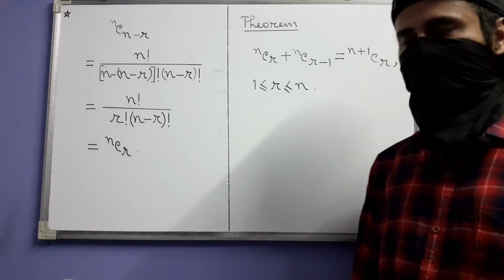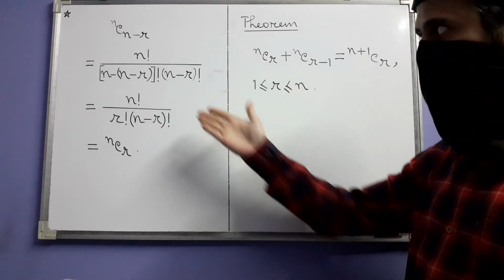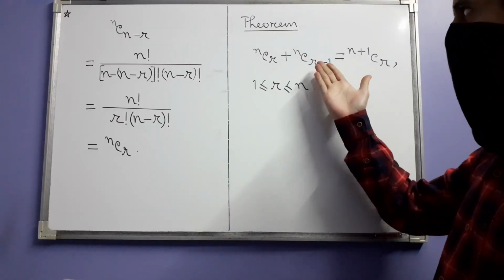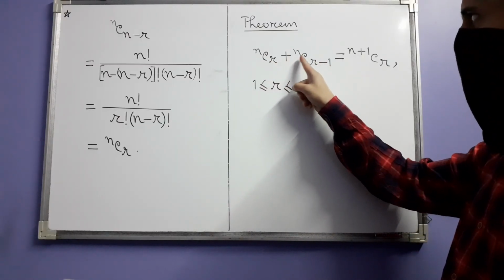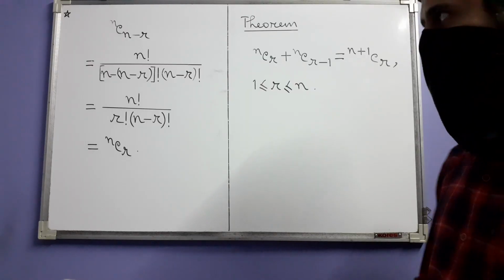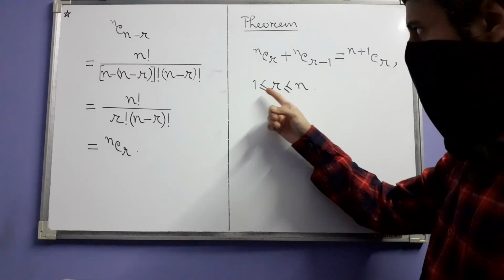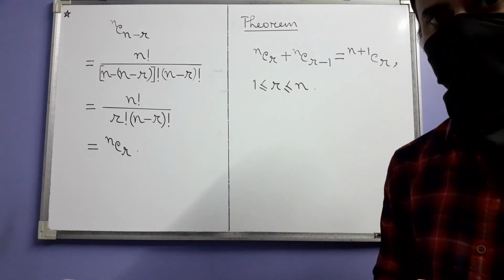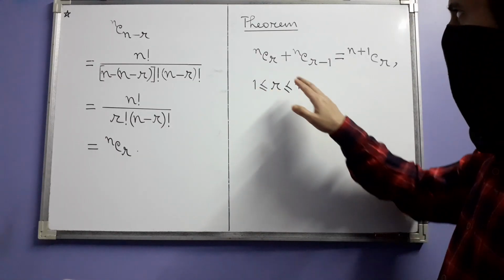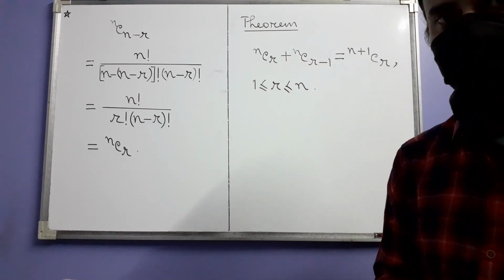Next, we have another relation involving these numbers, nCr, which is even more important than this theorem. nCr plus nC(r minus 1) equals (n plus 1)Cr, where r satisfies these inequalities. Why do we not write r greater than or equal to 0 here? That is because all these C's have to make sense.